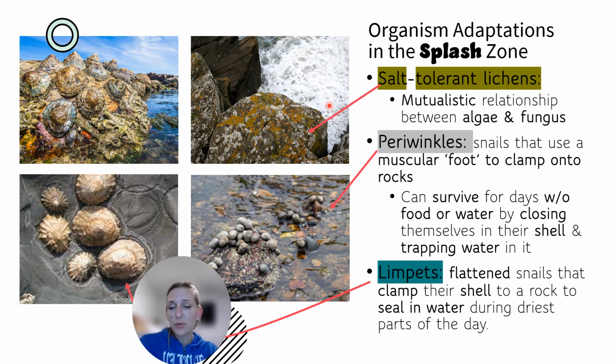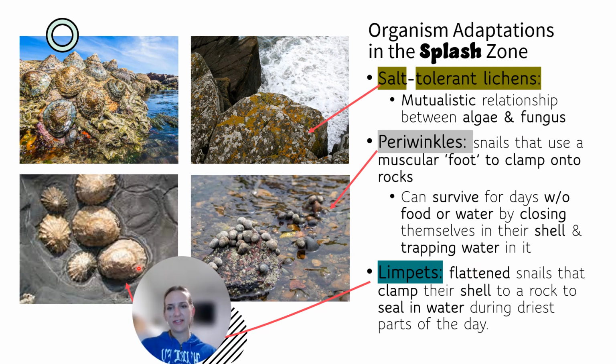Periwinkles. Cambridge loves a sweet little periwinkle. They are just these little snails, mollusks. They're the snails on this rock in the bottom right picture, but they have this muscular foot that allows them to clamp onto rocks. They can attach really well. They can survive without food or water for days because they can trap some water within their shell. And as long as that water is oxygenated, they can have it flow past their gills, and they're able to extract oxygen out of it and still maintain cellular respiration.